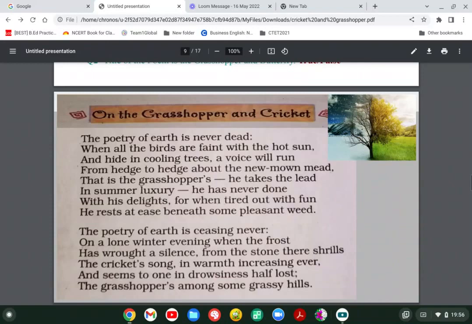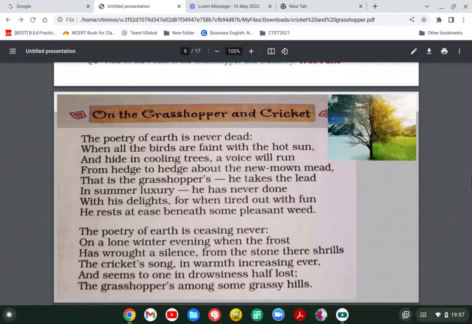The poetry of earth is ceasing never. On a lone winter evening, when the frost has wrought a silence, from the stone there shrills the cricket's song in the warmth increasing ever. And there seems to be one in drowsiness half lost, the grasshopper's among some grassy hills.